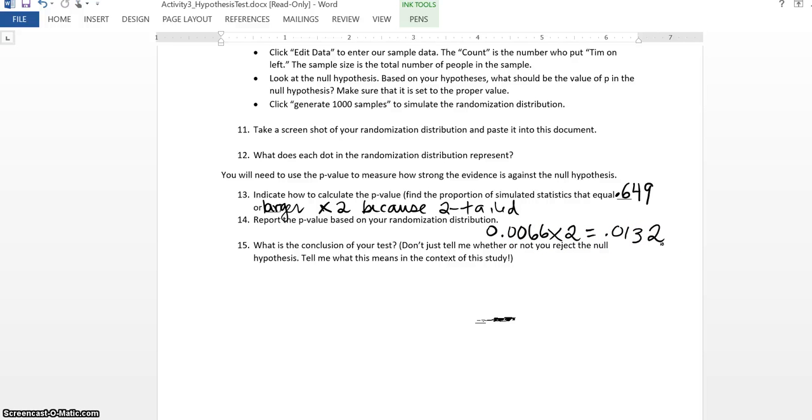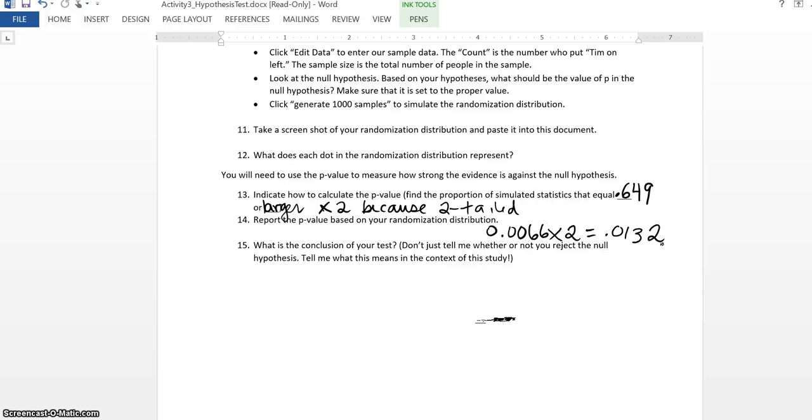What that is telling me is that the chance of seeing a sample proportion that's as far from 50% as 0.649 or even farther away, if the null hypothesis is true, would be 0.0132. So it's really, really unlikely that we would see a sample like ours or more extreme if in fact people were equally likely to put the name Bob and Tim on the guy on the left.